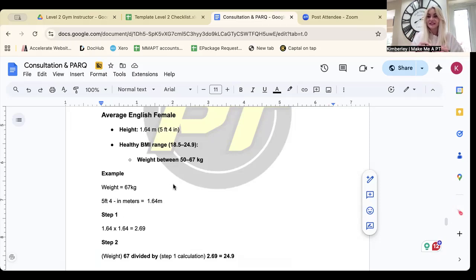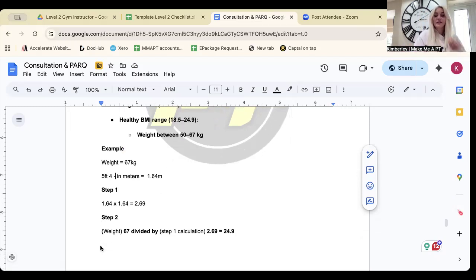Times squared basically means times itself by itself. So 1.64 times 1.64. So let's do it. Old school calculator. 1.64 times itself by 1.64. There you go. So you've got the calculation there. So that is 2.69.